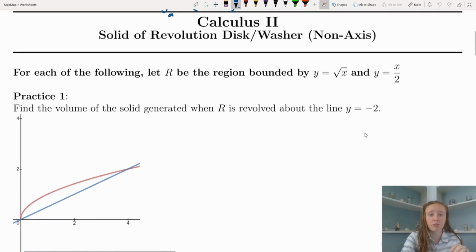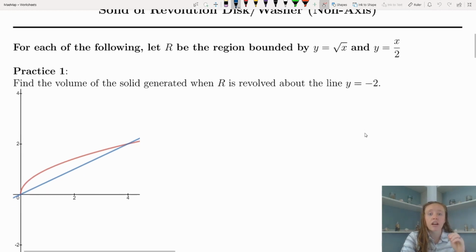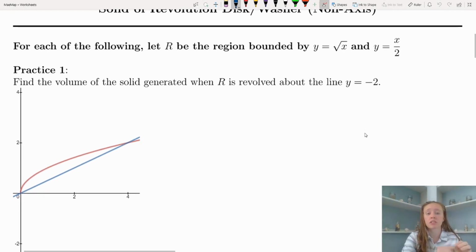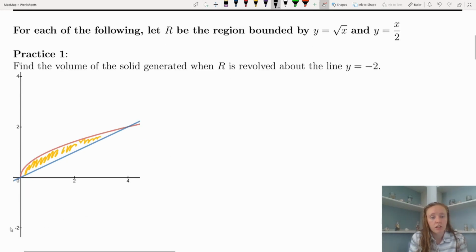Now I kept it pretty simple for this entire worksheet. We're just going to let R be the region bounded by y equals the square root of x, which is the red function, and y equals x over 2. There are 4 problems on this worksheet, and that region is the same on every problem. So I'll go ahead and shade in our region. In the first part, we want to find the volume of the solid generated when R is revolved about the line y equals -2. So if I draw the line y equals -2, I'm going to have this line here. This is what we're revolving around.